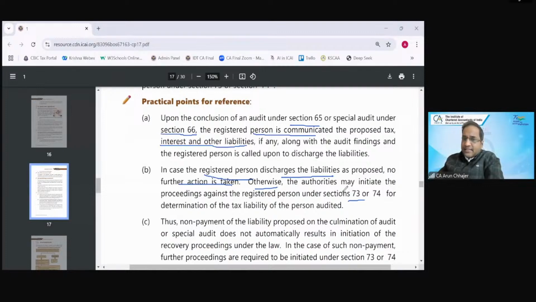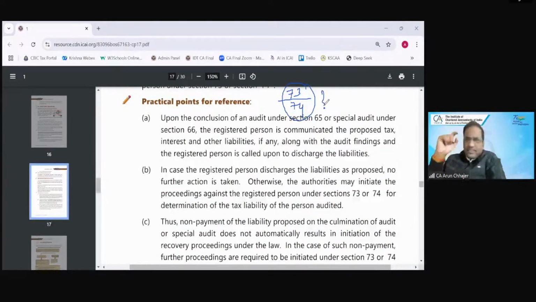बार बार आ रहा है section 73 74. Anyone who has an idea about 73 74? Can anybody tell me what is 73, what is 74? है क्या ये चीज? We have discussed multiple times. Just 1 minute का break लेता हूँ. Allow me only 1 minute. Meanwhile, please give the answer. What is 73? What is 74?